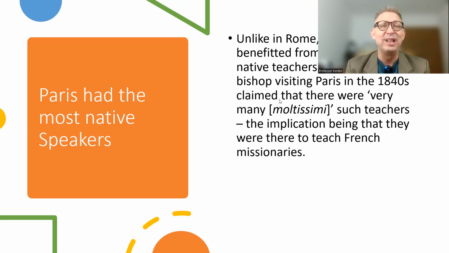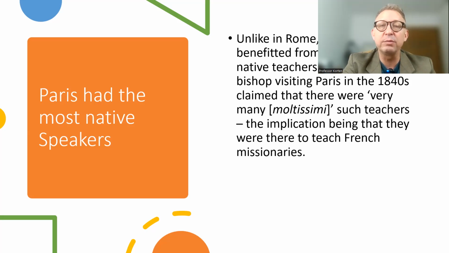Now, Britain, keep in mind, they're not Catholic. They are Protestant. They're Anglican, actually, a form of Protestantism. So the wealthiest Catholics were French, mainly, and Germans, but French, and they had the most native speakers because they could afford to pay them. And it was close to London. Paris and London are not very far. So proximity means close. So they had, you can see here, very many, moltissimi, such teachers.